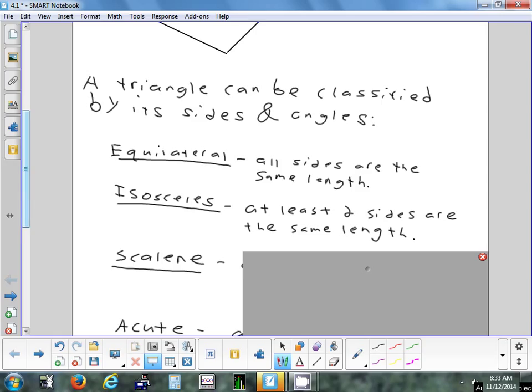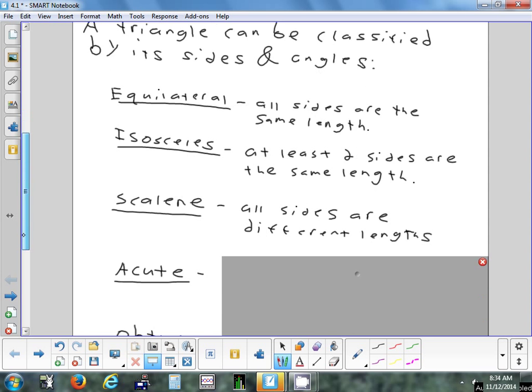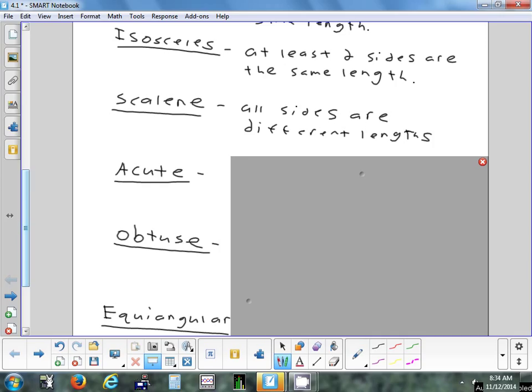How about scalene? Brian, do you know what a scalene triangle is? None of the sides are the same. Yeah, none of the sides are the same length. They're all different. Very good. So those are the three names you can give to a triangle based on its sides. We also have some names we can give a triangle based on its angles.